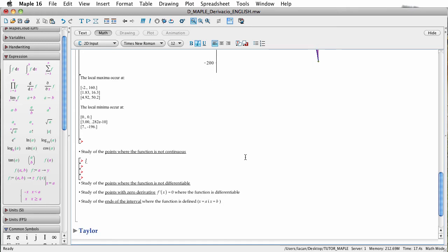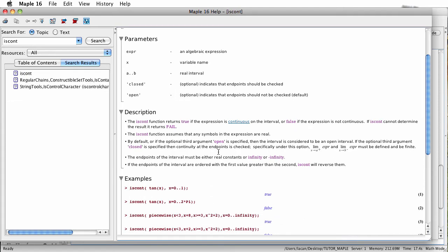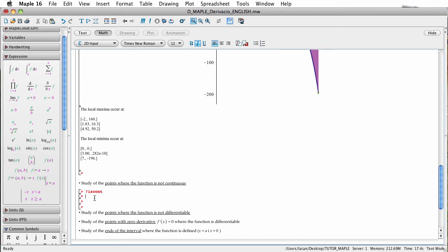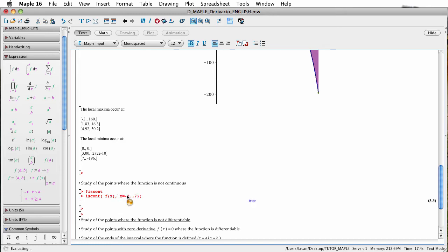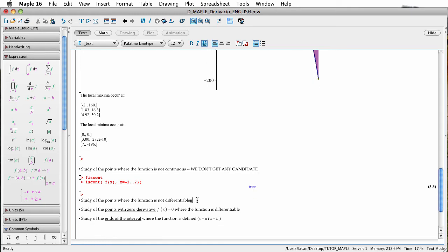Study the points where the function is not continuous. Remember that we have a command which is iscont, which helps us know if a function is continuous or not. So you copy the example and then we study it, F5. We are asking if the function f of x is continuous, and in our case it's between minus 2 and 7. And it says that it's true, that the function is continuous. So here we don't get any candidate in this section.